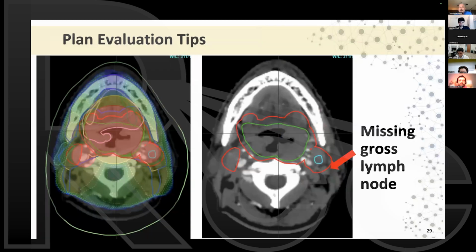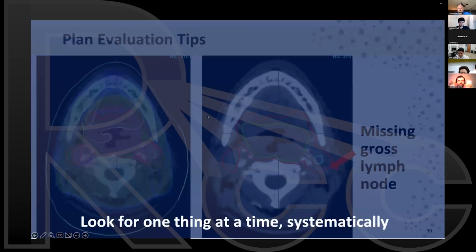Another thing is that missing the gross lymph node is very important. You can see here on the picture. On the picture on the left, you have everything on. You might not even notice that a node was missed, because there is isodose around, there are colors and everything, so you might not notice. But then it's very clear on the picture on the right that the node was not included in that PTV. So that's very important.